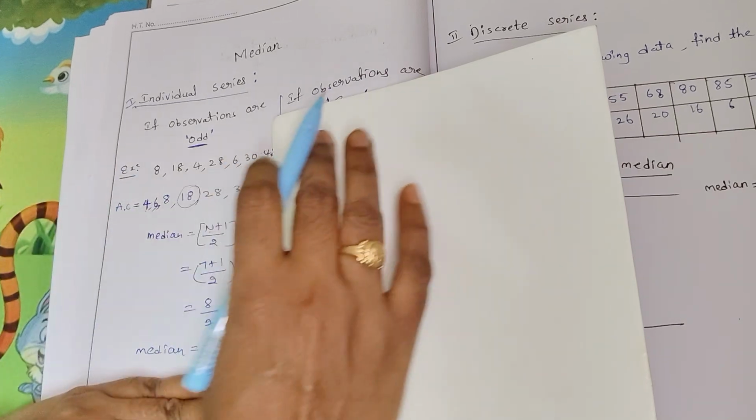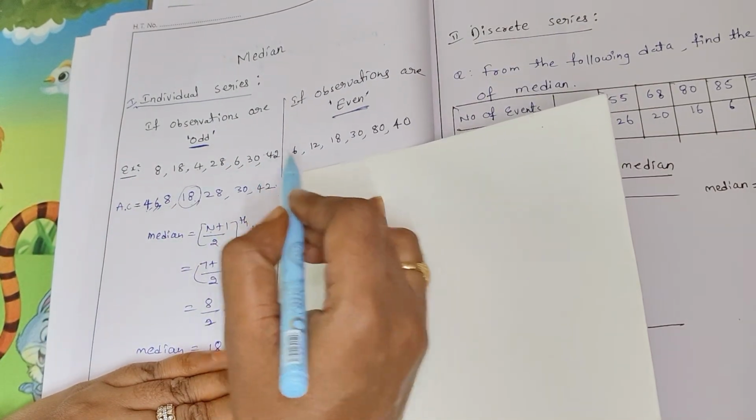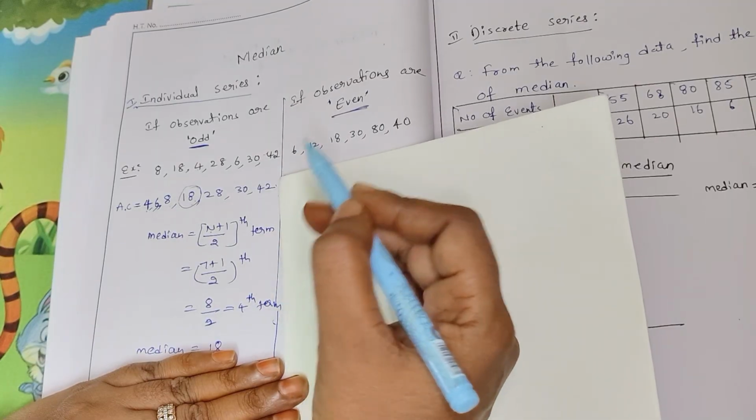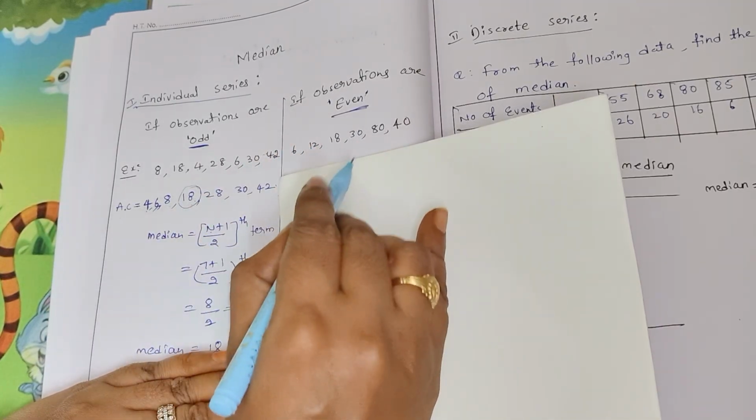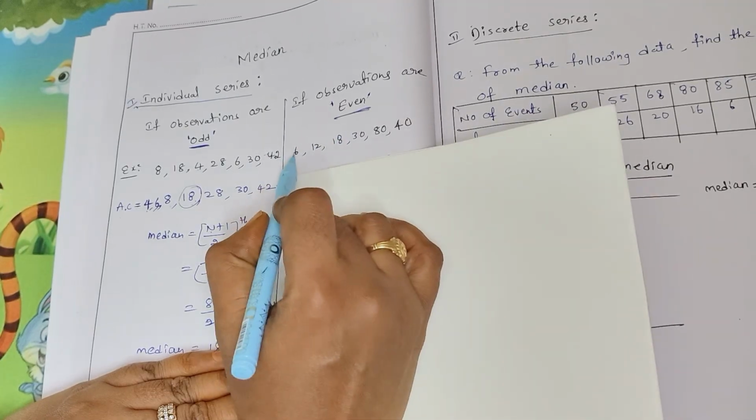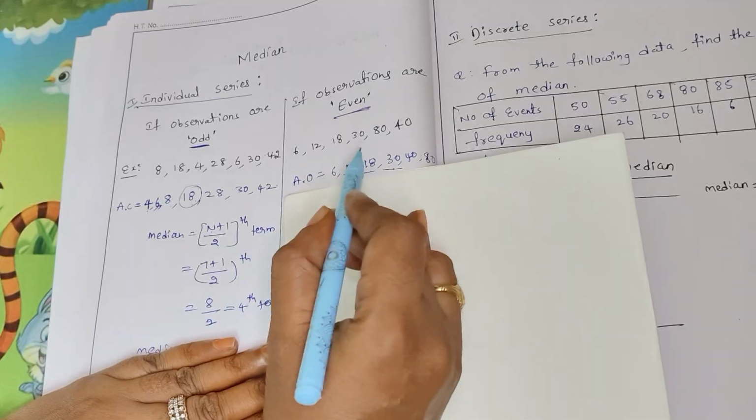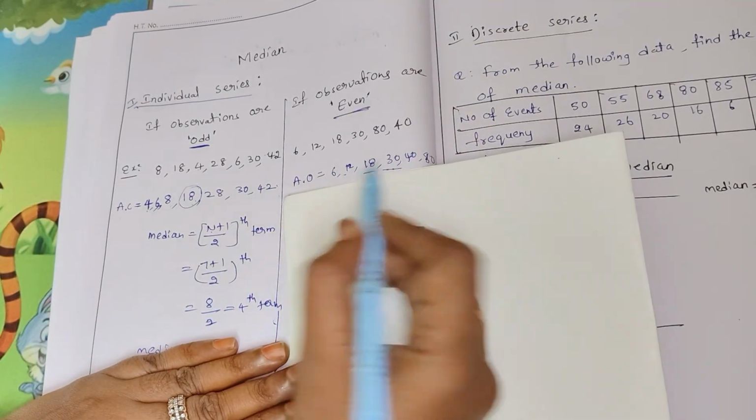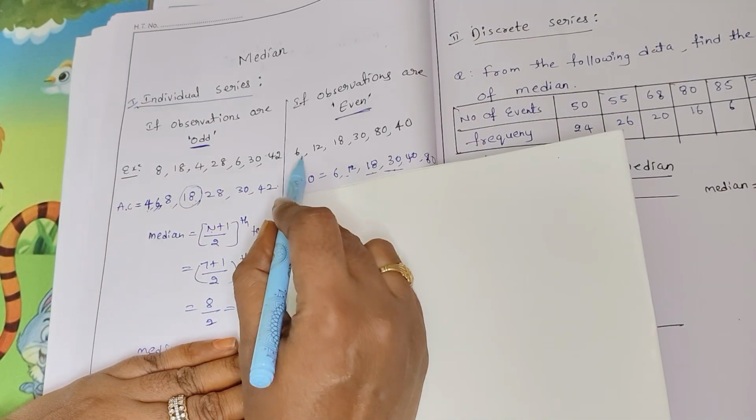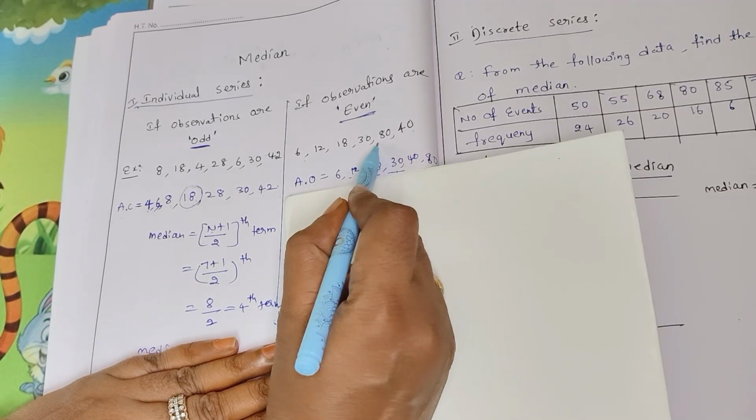If you have an even number of observations, like 2, 4, 6, 8, 10, then we will use another way of calculation. See, here we have 1, 2, 3, 4, 5, 6 numbers, so it is an even number. Here also we need to arrange the data in ascending or descending order. Here I have taken ascending order: 6, then 12, then 18, then 30, 40, then 80.